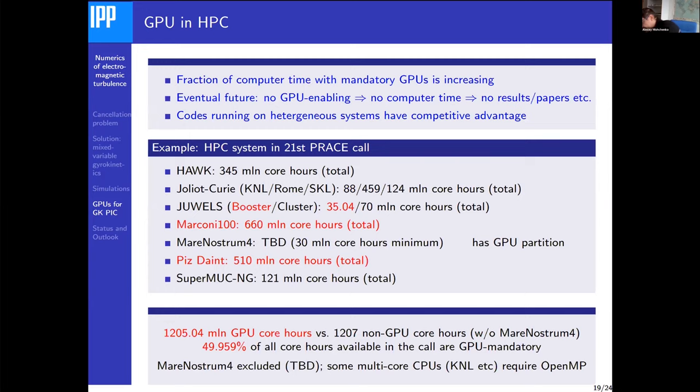This slide is to illustrate the importance of GPUs in HPC. It shows, well, the main statement is that the fraction of computer time with mandatory GPUs is increasing. This is one kind of fact. An issue in these circumstances: if codes do not have GPU enabling, they may have difficulties with computer time and with results, papers and so on. So codes running on new systems have a competitive advantage, obviously.